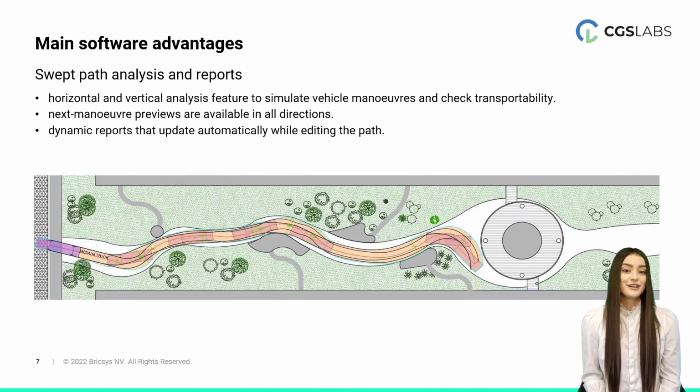For each vehicle, you can find the horizontal and vertical analysis feature to simulate the vehicle maneuvers and check transportability. You can compare one vehicle's path with another vehicle or with different built objects to create a comparison report.